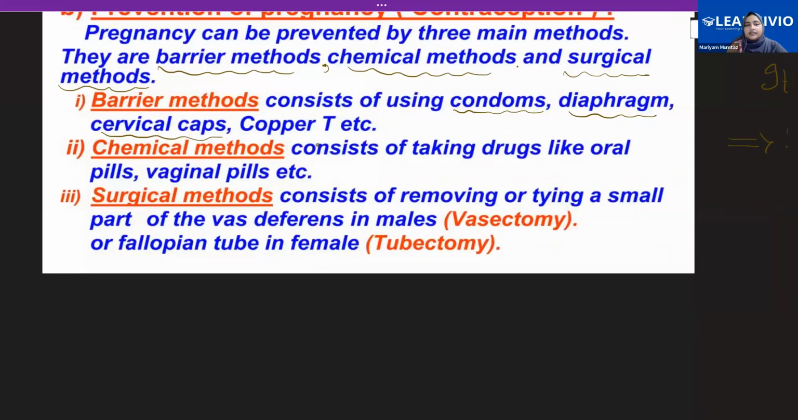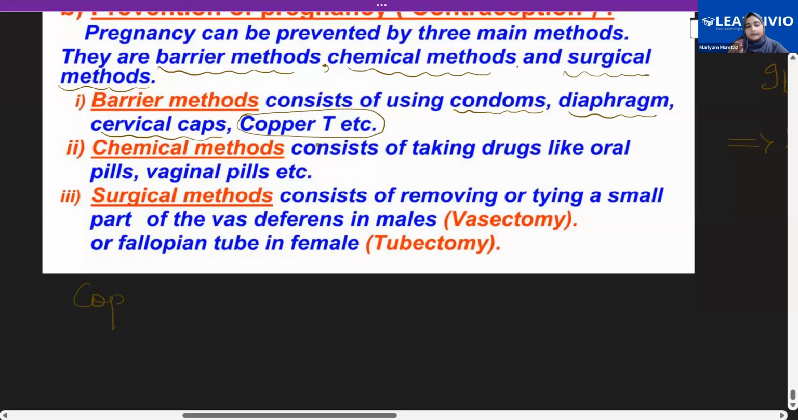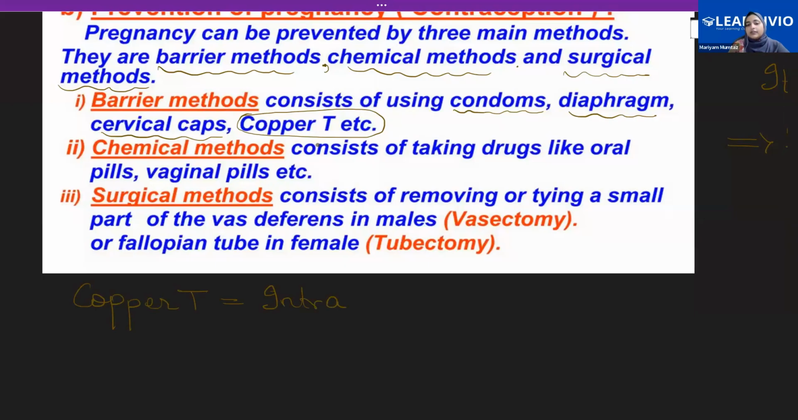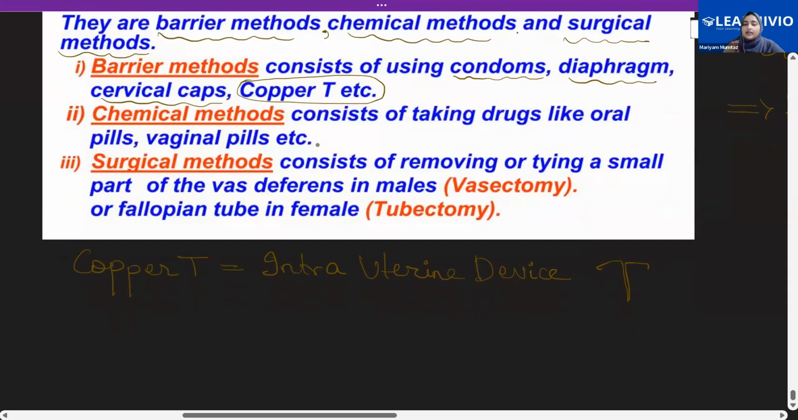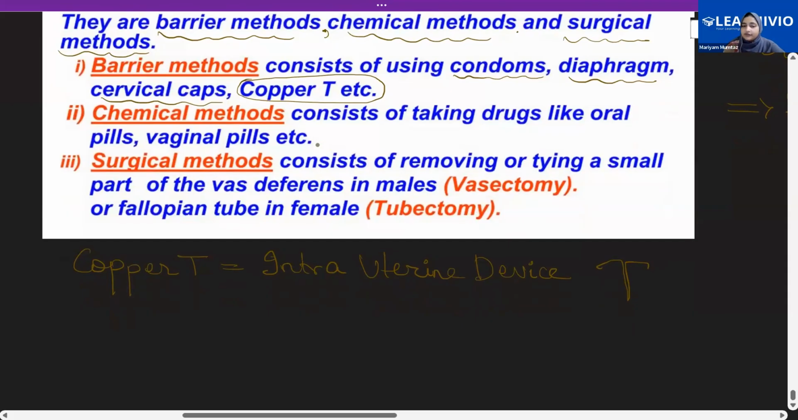This copper T is not a barrier method. Understood? It's written in this picture, but copper T is an intrauterine device. It sort of looks like this. And this thing is put into the uterus of the female.